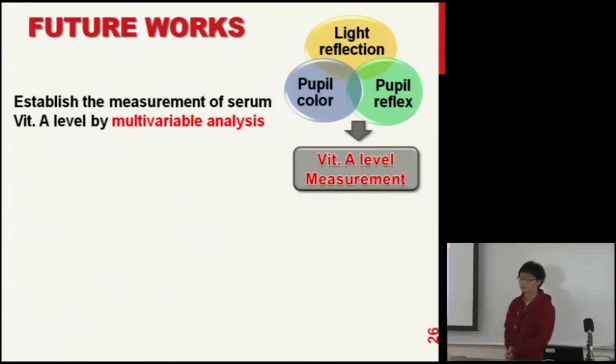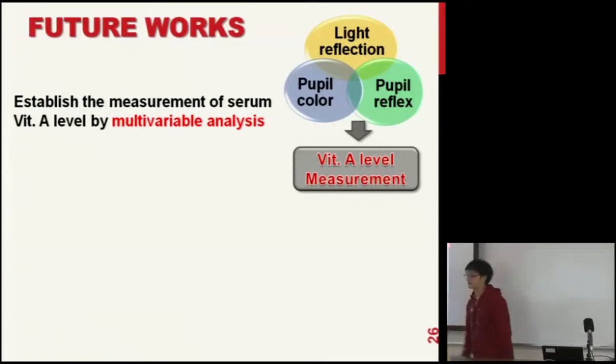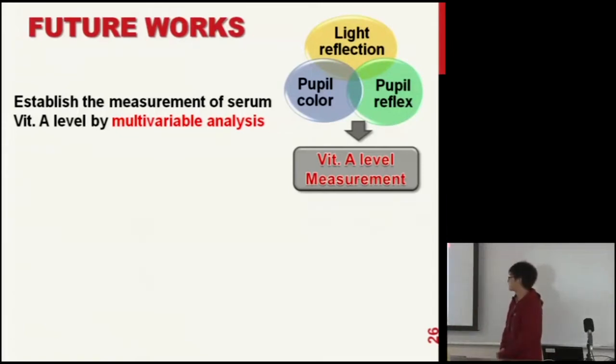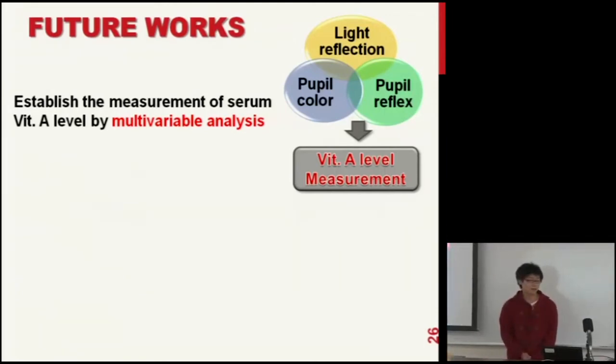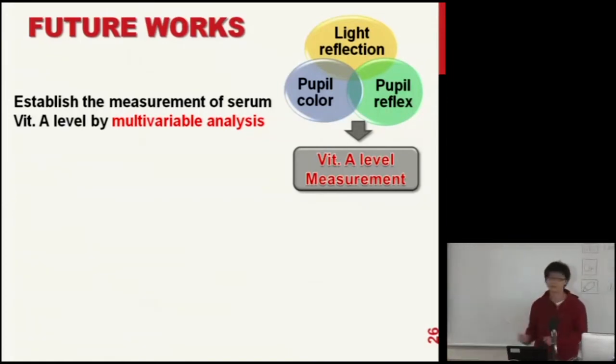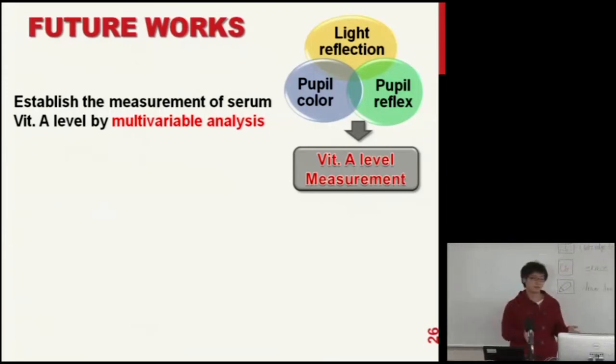Not only we, but also Hansen studies the pupil color and pupil reflex with the vitamin A level. So now we accumulate much data, and then we use this multivariable analysis to predict vitamin A level. Then maybe the error of individuals is reduced, and a high correlation may be shown.